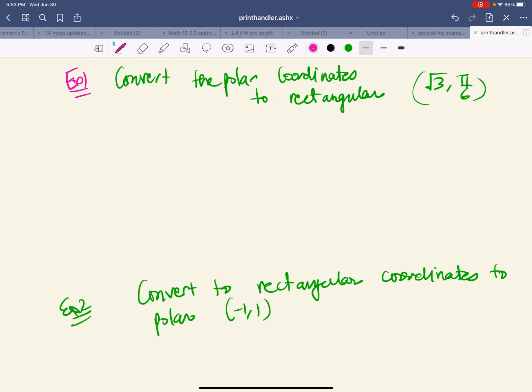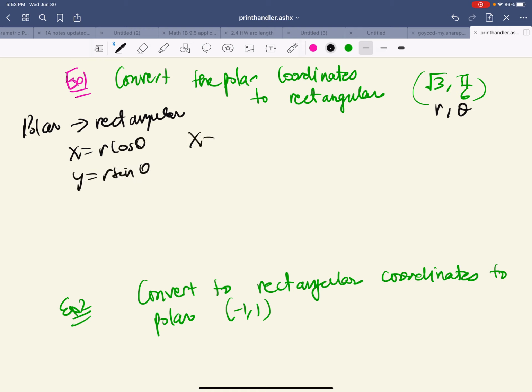Convert the polar coordinates to rectangular coordinates. In this case, I'm given the r and the theta, and I want to go from polar to rectangular. We just saw that x is equal to r cosine theta and y is equal to r sin theta. So x would be square root of 3 times cosine of pi over 6. Cosine of pi over 6 is root 3 over 2. Root 3 times root 3 over 2 is 3 halves.